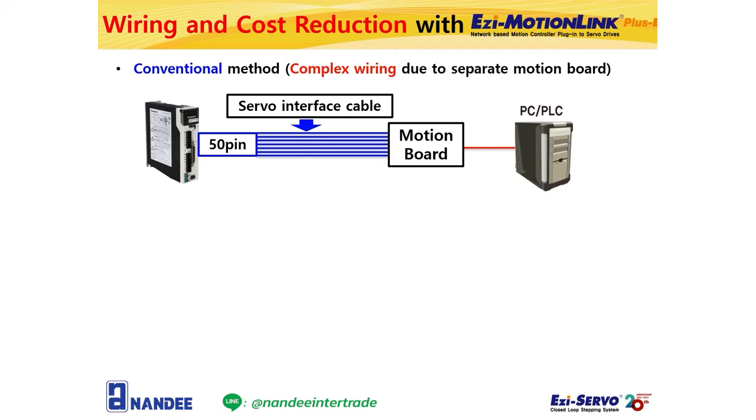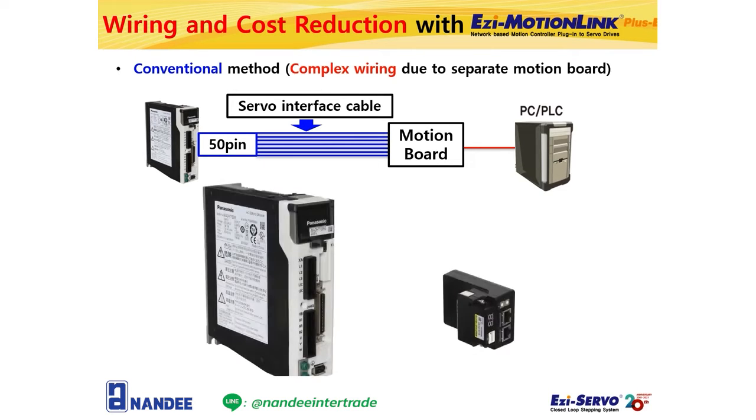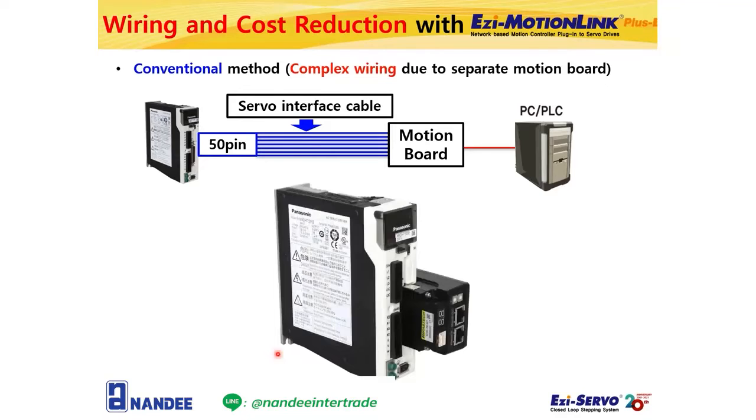EZ Motion Link Plus E is an Ethernet Type 1-axis motion controller that can be used by plugging it into the interface connector of the AC servo drive. As you can see, for example, there is a Panasonic AC servo drive. EZ Motion Link can be directly attached to the servo interface connector of this Panasonic's AC servo drive.